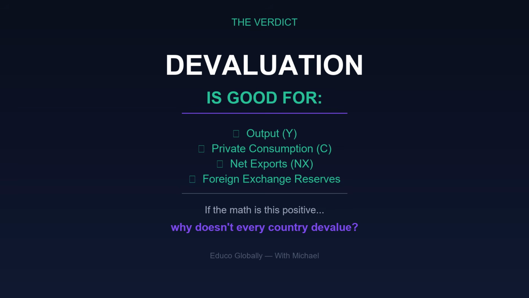Which brings us to this incredibly powerful concluding thought straight from our source material. Quote, devaluation in a fixed exchange rate regime with perfect capital mobility is good for output, private consumption, exports, and foreign exchange reserves. End quote. I mean, it is a rare theoretical scenario where manipulating just a single variable, intentionally weakening your own currency, fires off this flawless domino effect. It results in higher production, wealthier consumers, a booming export sector, and a richer central bank.